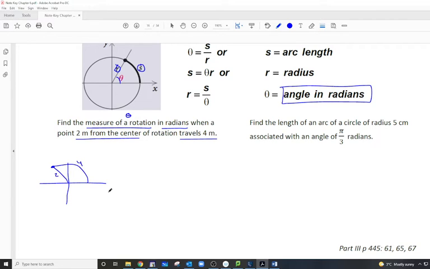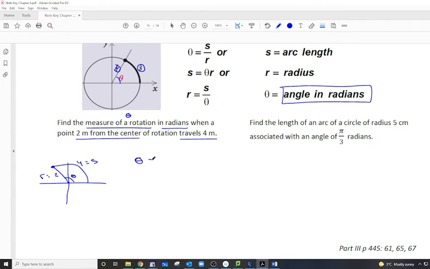Now I only know how to draw this one to scale because I did it this morning and I did it horribly not to scale. So it doesn't really matter how you draw this. What matters is that the 2 meters is from the center to the circle. That makes this the radius. The 4 is the length that it travels, which makes it the arc length, or S, and then theta is what we're solving for.